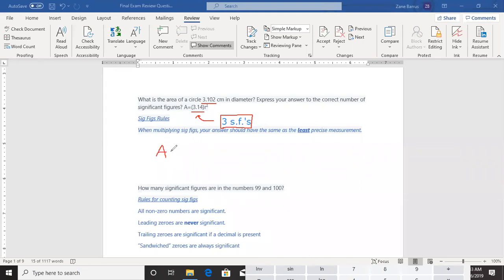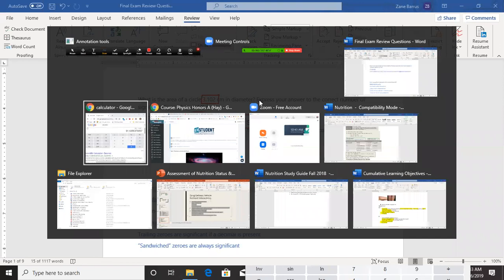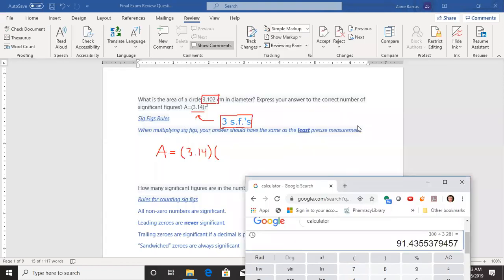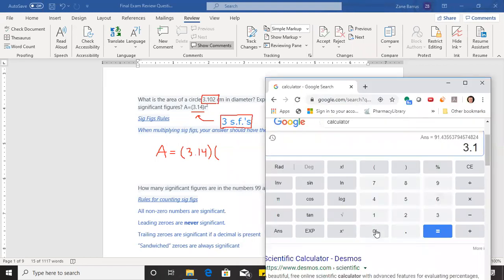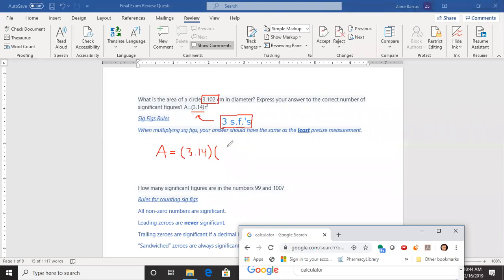So area is equal to 3.14 times the square of the radius. To get the radius, we'll need to take our diameter right here and cut it in half. Okay, so 3.102, let's bring up the calculator. If I take my 3.102, divide that by 2, it gives us a radius of about 1.551. Okay, so 1.551 is what I'm going to plug in for my radius, and we're going to square that.